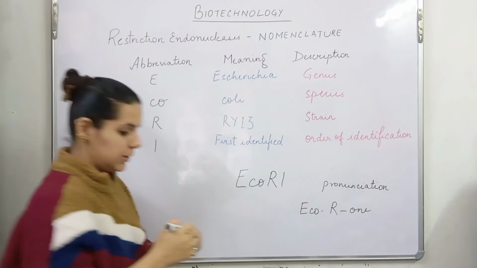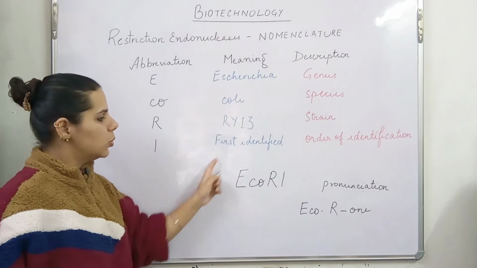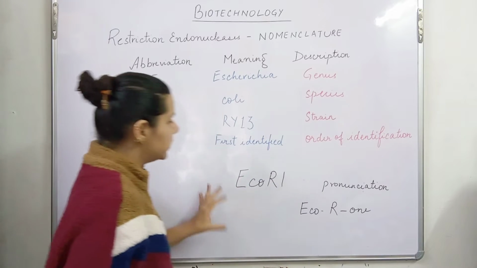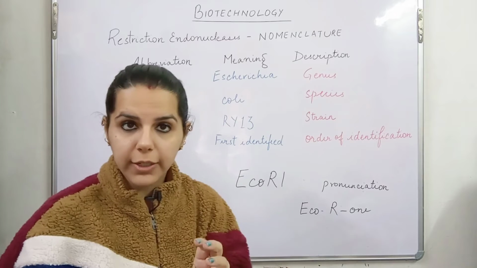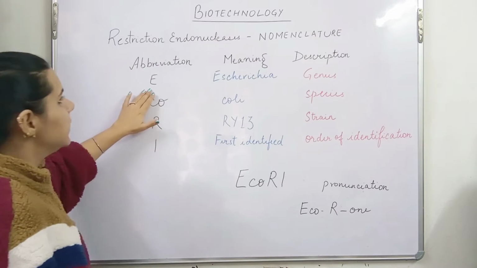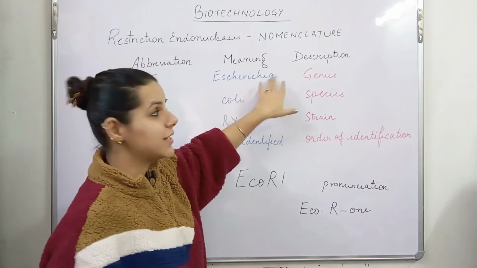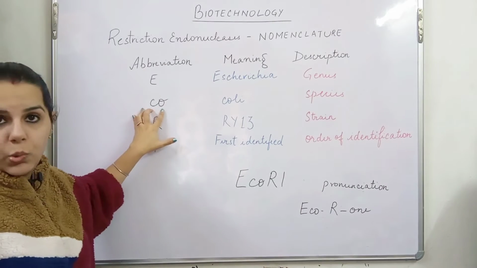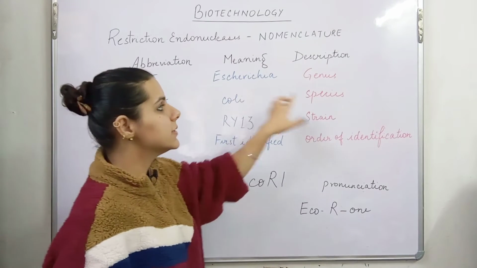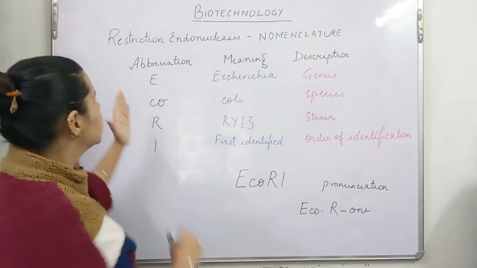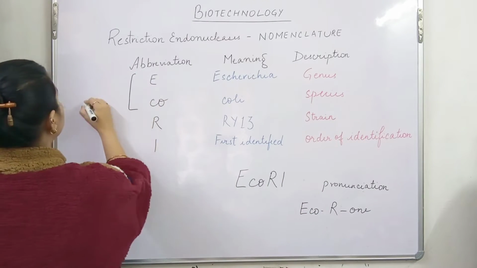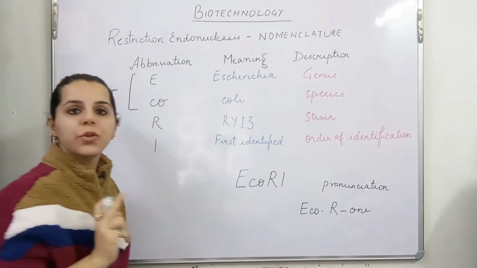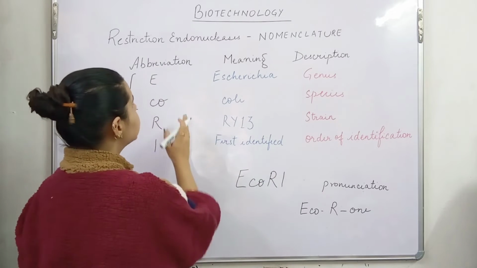So to start with, we'll first see what this E stands for. If we see clearly, it is visible that this Eco is an acronym and a three-letter one. Now E stands for Escherichia, that is the genus of the organism. Co stands for coli, and this is the species. So this three-letter acronym is for the genus and the species of the organism. We call it Eco.